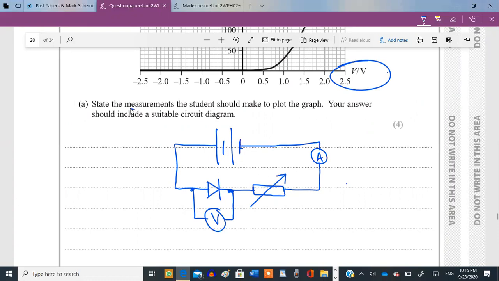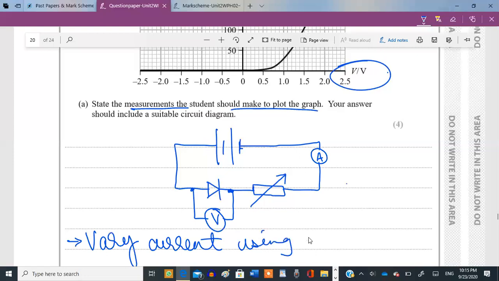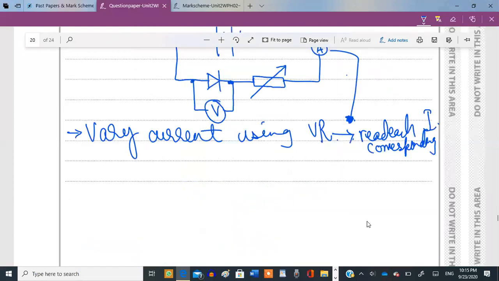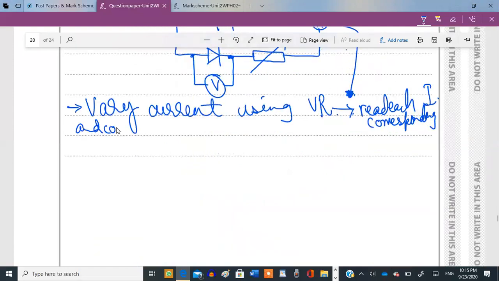Now, what measurements should the student take to plot this graph? The student should measure the voltmeter readings. First of all, he should vary the current using the variable resistor. Then, at each corresponding resistance, read off the value from the ammeter. Read each corresponding current value and the corresponding voltage.